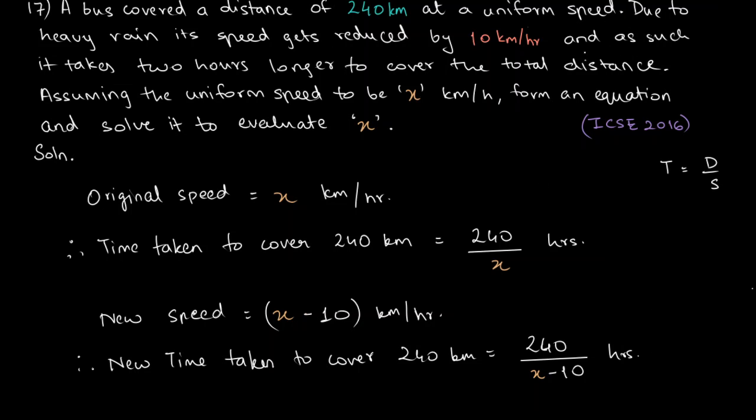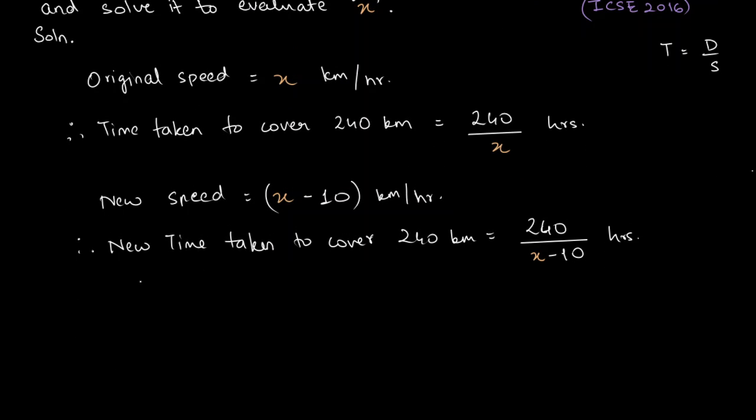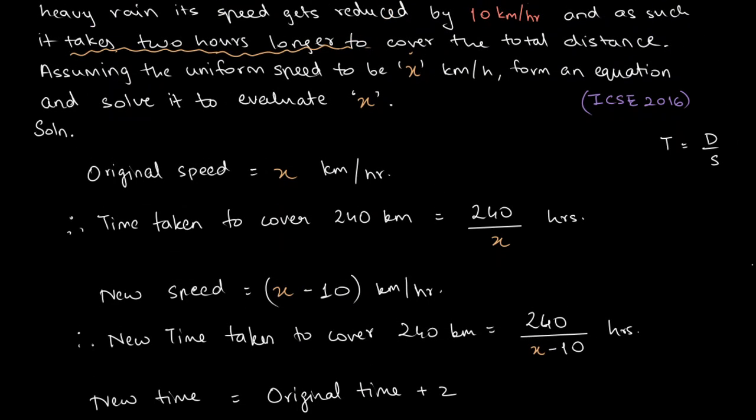Now, if you see here, the sentence here that tells us it takes 2 hours longer, right? It takes 2 hours longer to cover the total distance. So what that means, it takes 2 hours longer from the original time, right? So what that means is that the new time is equal to the original time, and 2 hours longer means you add an extra 2 hours to it. So whatever was the original time plus an additional 2 hours will be equal to the new time. That is what this sentence over here means.